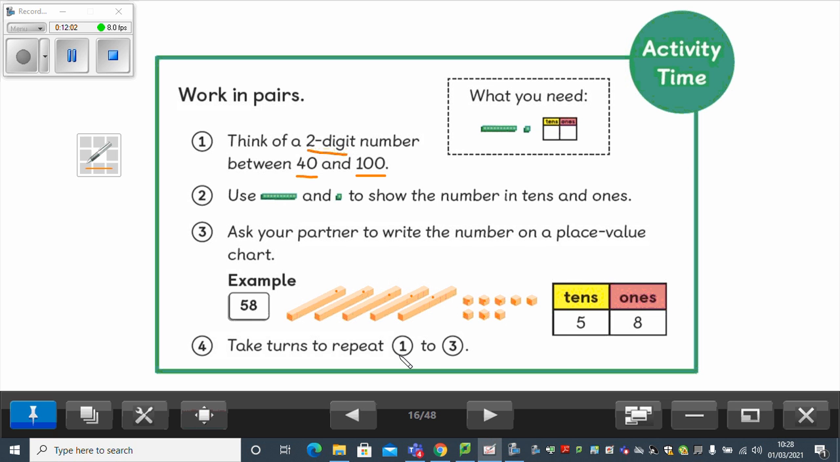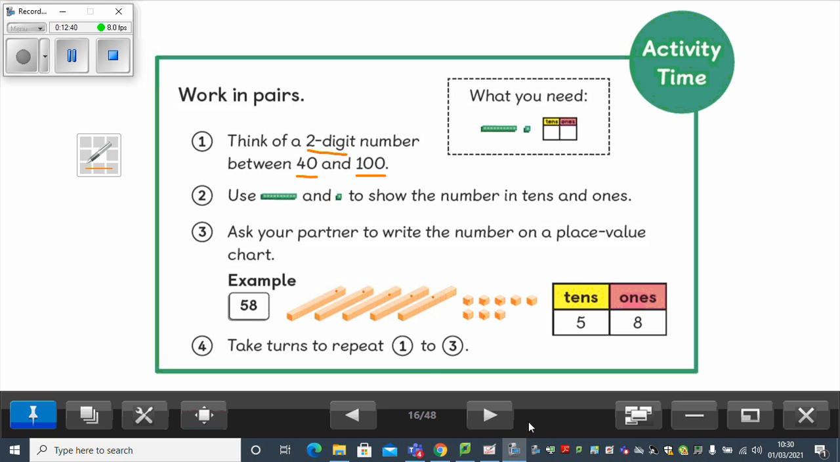Okay, work with somebody in your house and choose a few numbers between 40 and 100 to practice showing them as base 10, so your rods and your ones, and writing those numbers on the place value chart. How many tens in your number and how many ones? You could send me a photograph of how you've drawn them and send me a photograph as well of how you've written them on your place value charts. Okay, pause the video and have a go at your activity time.